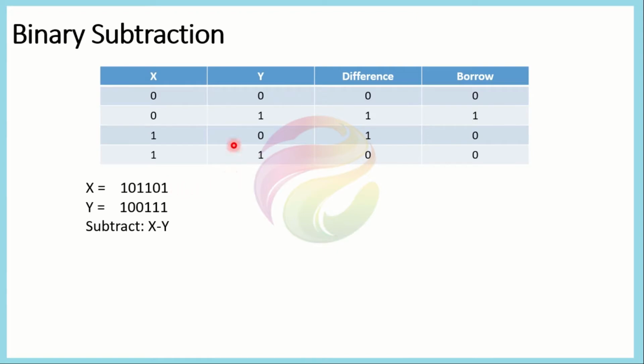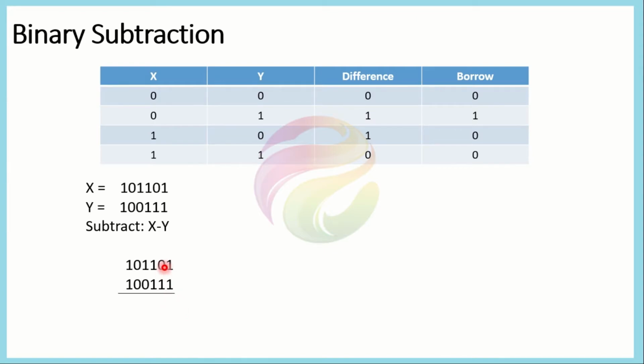Now if we consider that both x and y are representing 6-bit binary numbers, we will see how we can subtract both these numbers. This is x and this is y. Again, we will try to relate it to decimal subtraction, because most of the process is almost the same. We will do it column wise. First we will look at this column, subtracting 1 from 1. We will look at this table, and it will result in a difference equal to 0. So we will get a 0 here.